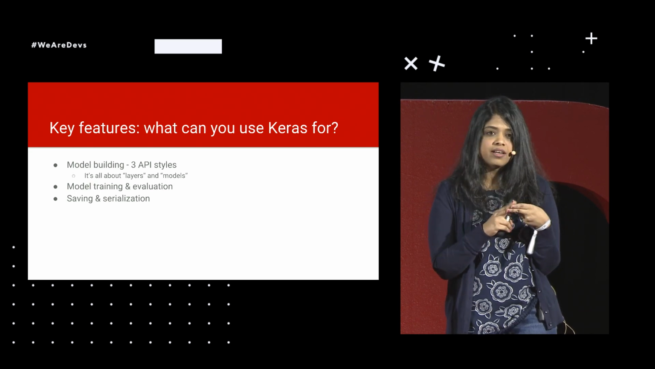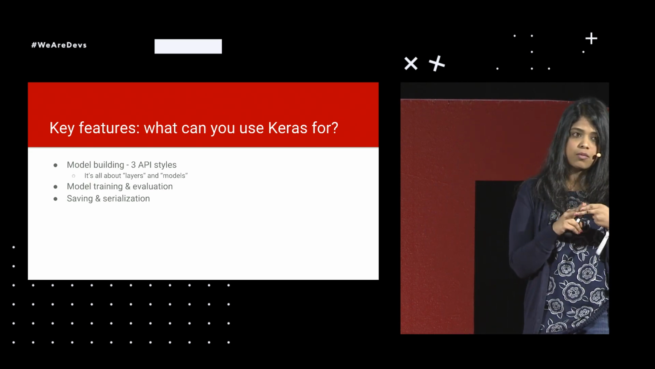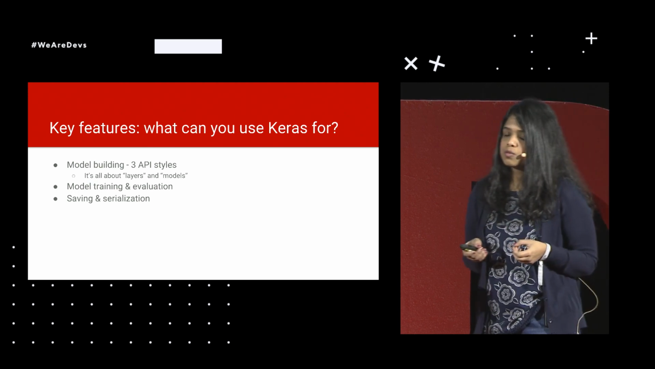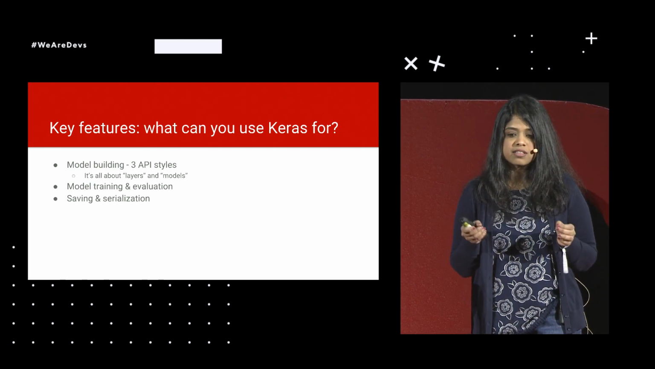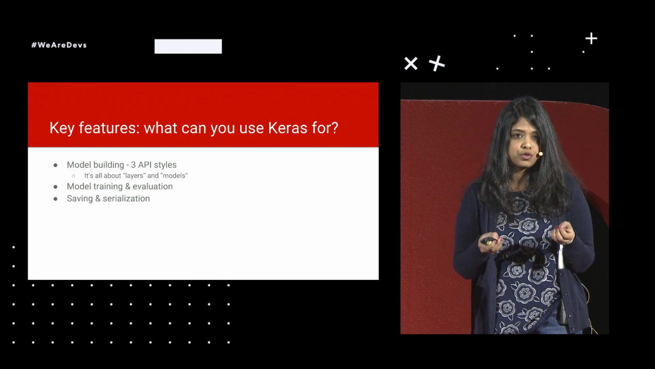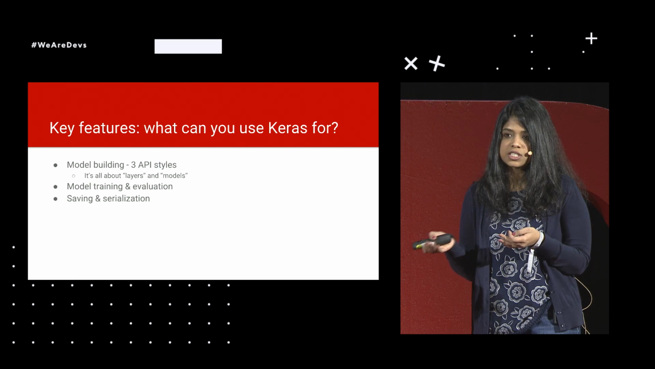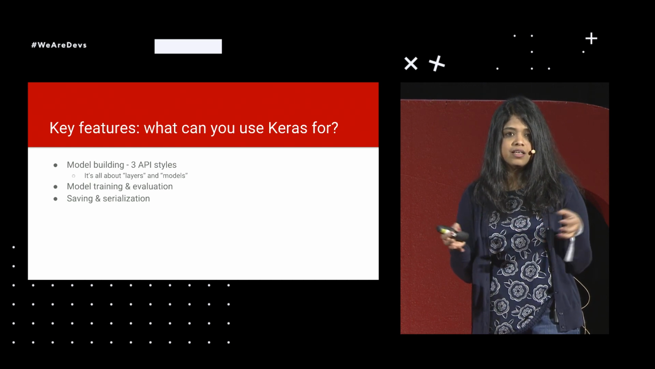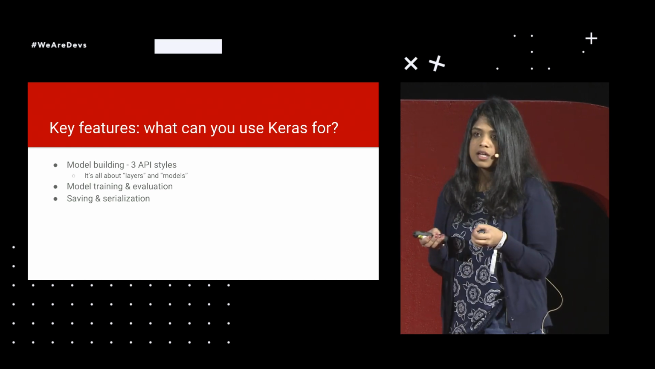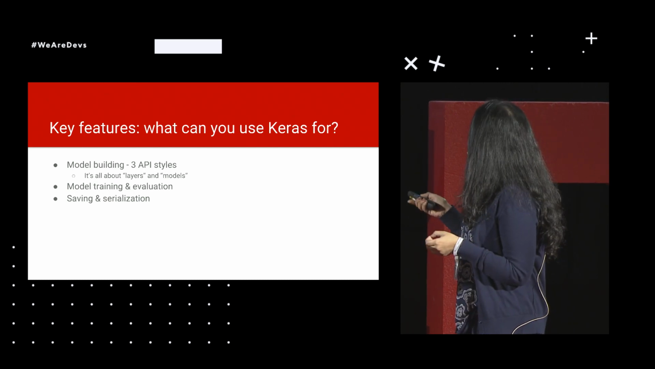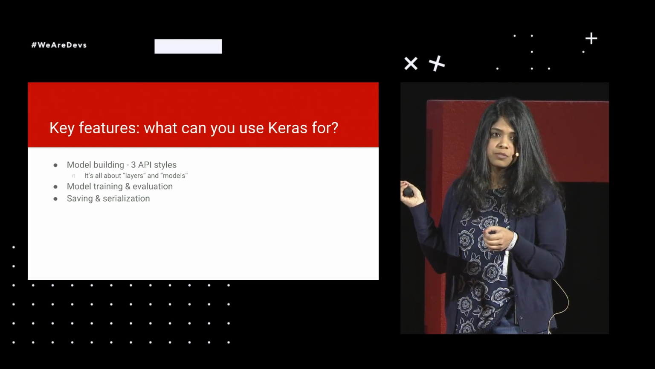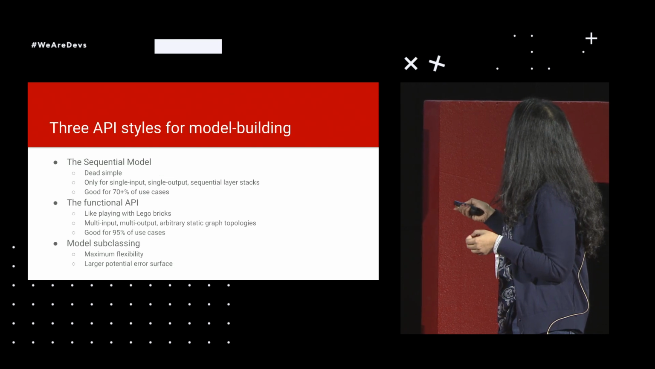There are 2 main data structures in Keras, layers and models. You can think of a layer as just a data processing unit. It takes a bunch of inputs, performs some transformation on them, and returns a bunch of outputs. And a model is basically how you put these layers together. We will see what APIs Keras provides for each of these.